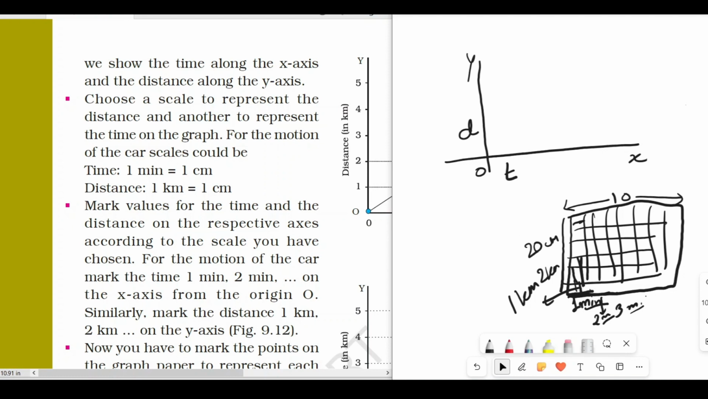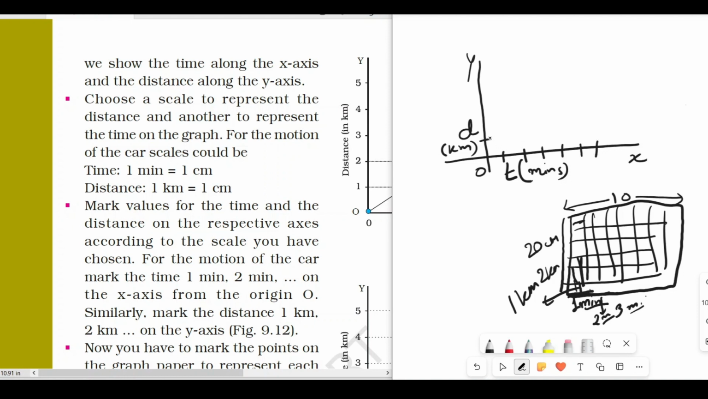तो यहाँ पे इन्होंने क्या किया कि इन्होंने 1 सेंटीमीटर को 1 मिनट ले लिया, तो टाइम हो गया हमारा मिनट्स में और डिस्टेंस हो गई हमारी किलोमीटर्स में. ओके, 1 सेंटीमीटर इज 1 मिनट, 2 सेंटीमीटर इज 2 मिनट्स, 3 सेंटीमीटर इज 3 मिनट्स, 4 सेंटीमीटर इज 4 मिनट्स, 5 सेंटीमीटर इज 5 मिनट्स, 6 सेंटीमीटर इज 6 मिनट्स.